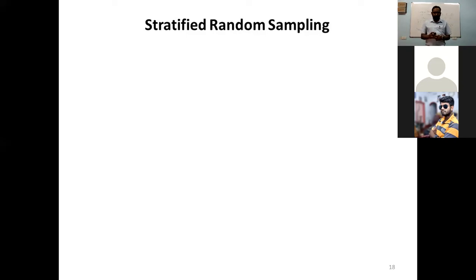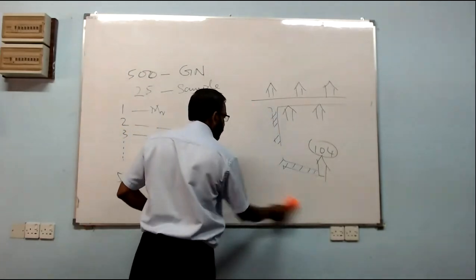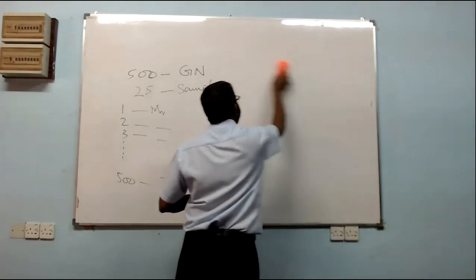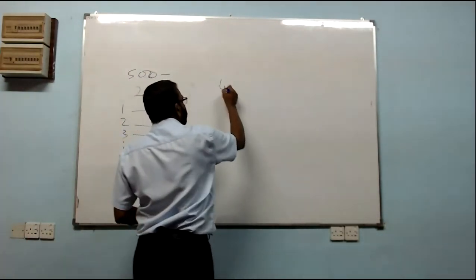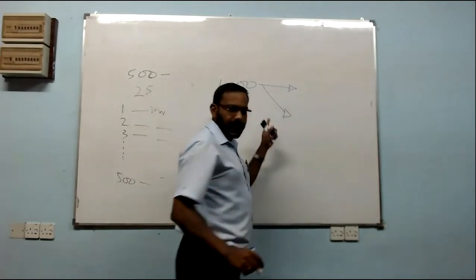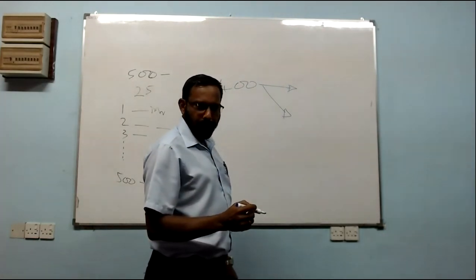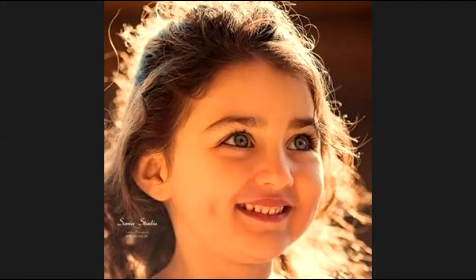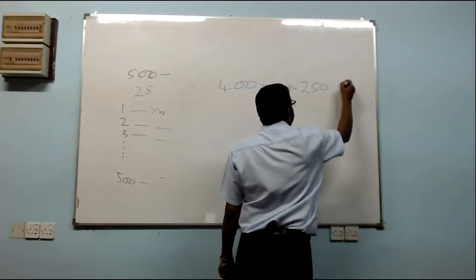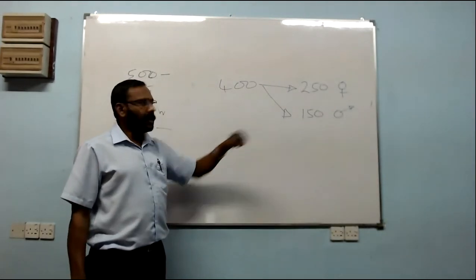For example, we divide the group into male and female. Suppose, let's say, out of 400 students, in our previous example, Faculty of Agriculture, out of 400 students, can you all see this color? Is it okay? Yes, sir. Okay. So 250 female students and 150 male students. So you see, 250 female students, 150 male students.